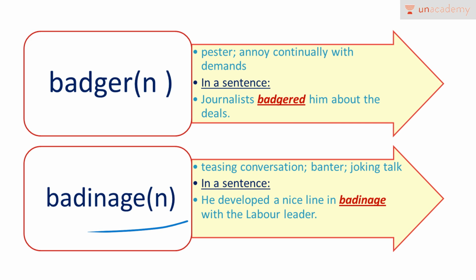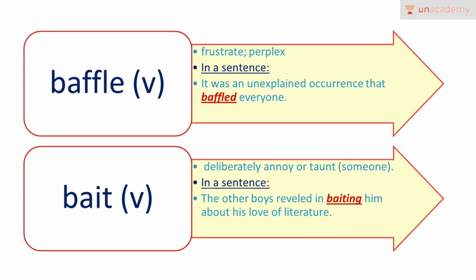Next one, badinage is a noun. Can be defined as teasing conversation, banter, joking talk. In a sentence it would read, he developed a nice line in badinage with a labor leader. Next one, baffle is a verb, which means frustrate, perplex. In a sentence it will read, it was an unexplained occurrence that baffled everyone. Next one, bait is a verb.